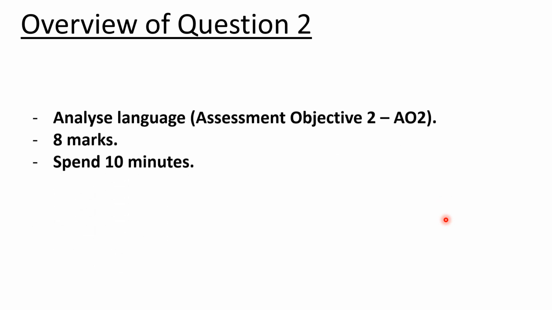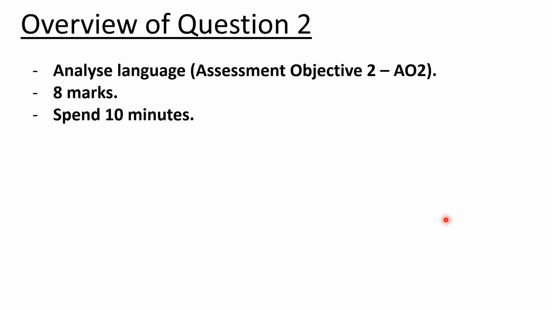All right, so yesterday we looked at question one. Today we are looking at question two. So I'm going to give you an overview in the exact same way. So question two is focusing on analysing language. And this is your AO2, your assessment objective number two. This question is worth 8 marks, double question one. And therefore, you should spend double the time, so spending 10 minutes on this question.